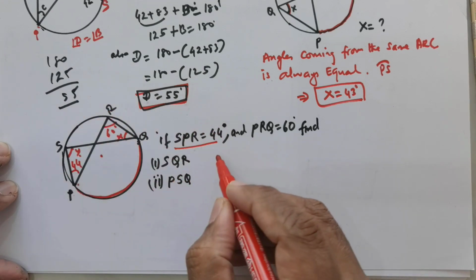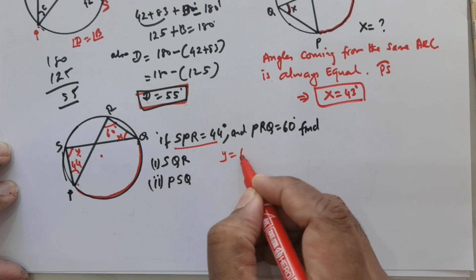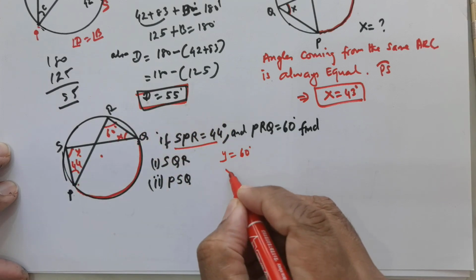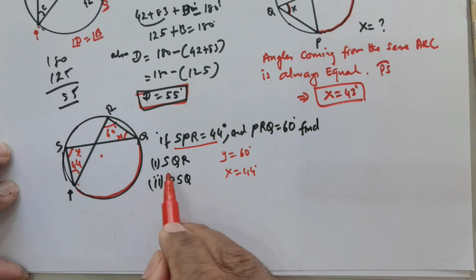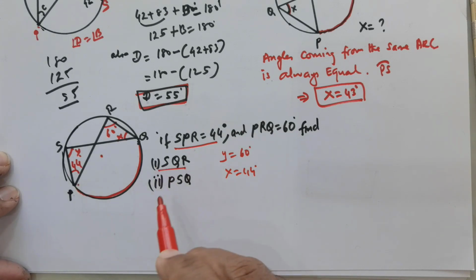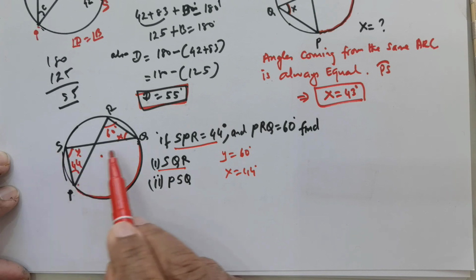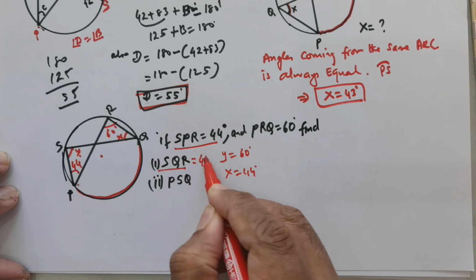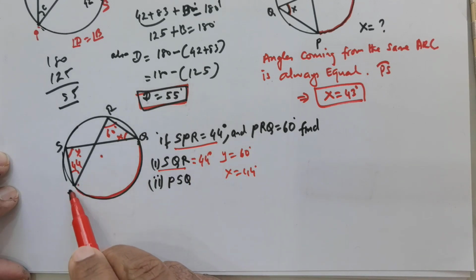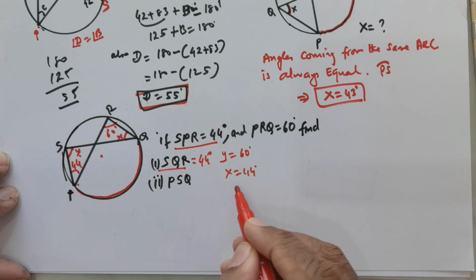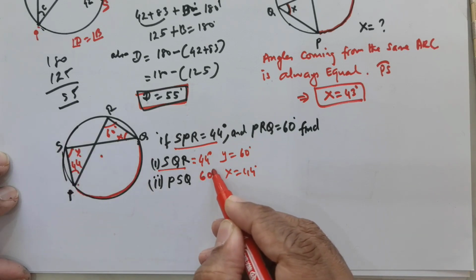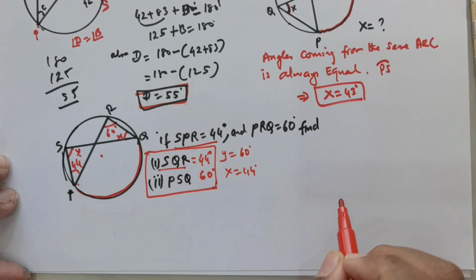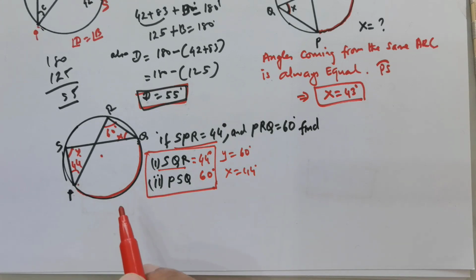So my Y will be equal to 60 degrees in this case. And as I mentioned to you, my X will be equal to 44. So if you were to represent it in the form of the given requirement, SQR is equal to 44 degrees and PSQ is 60 degrees. So this is the solution. Now we were able to arrive at the solution in a quicker manner because of the concepts we have already studied.